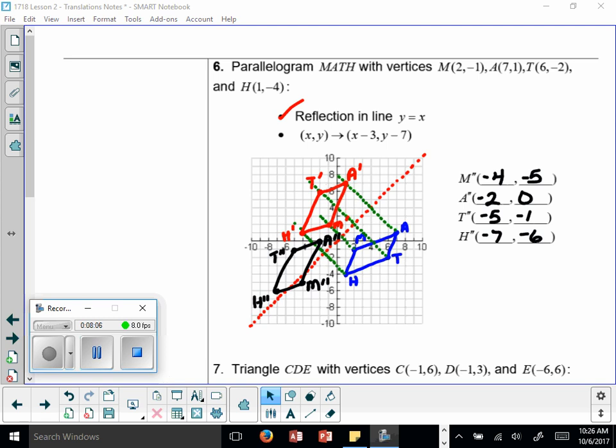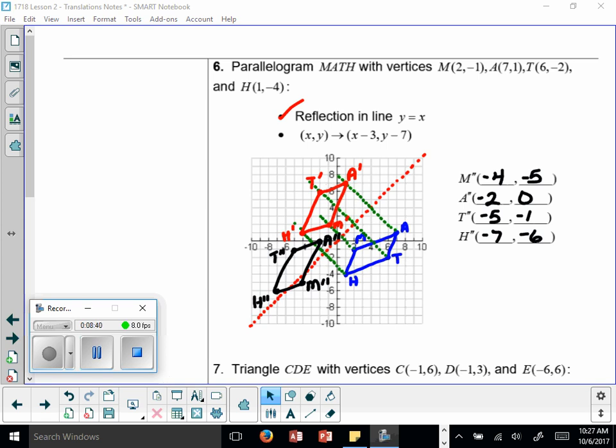Okay. So I started off in blue and I reflected across my line y equals x, which is in red. I drew in, using green, lines with the opposite reciprocal slope of -1 and then counted on the diagonals to find my first image. Then I went 3 to the left and 7 down to find my second image.